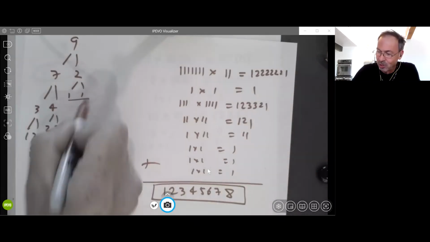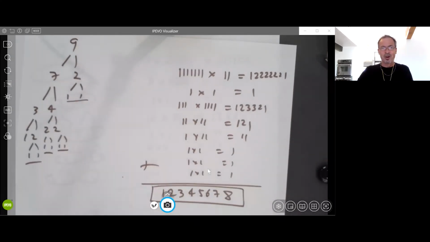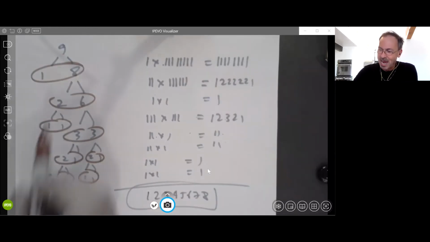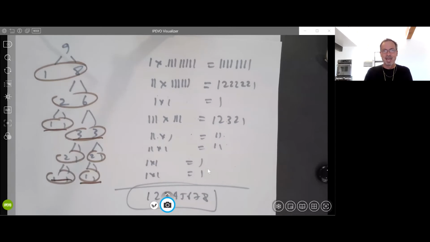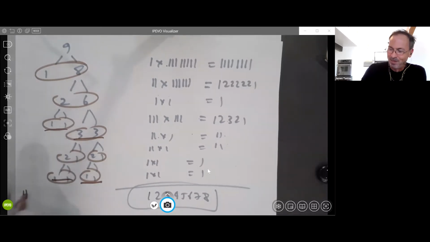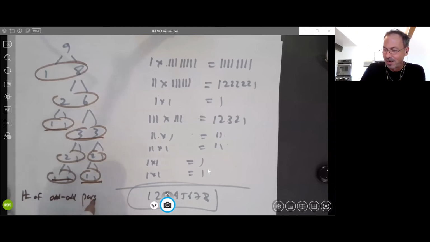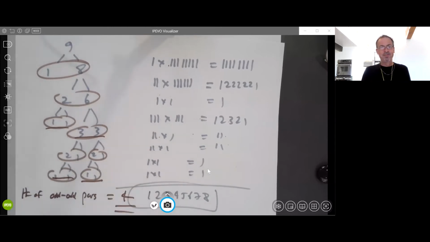This one has 1, 2, 3, 4 odd pairs. The number of odd pairs in all our examples is 4.